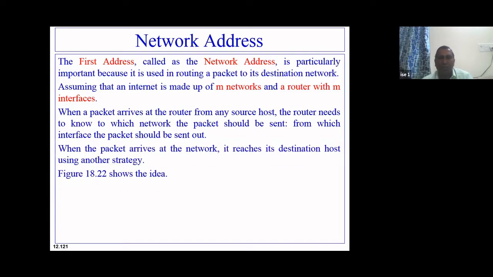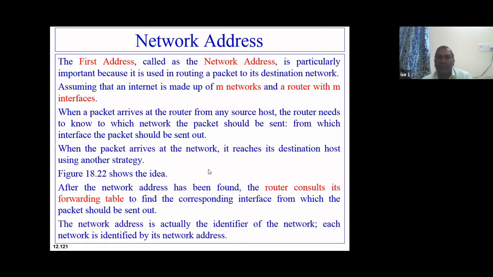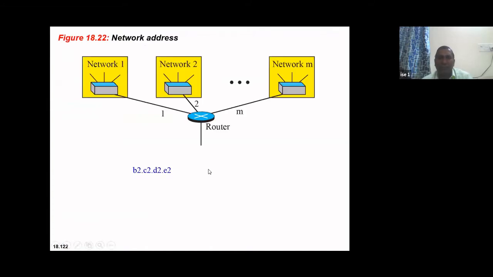This is how it will be done, as shown here. We have that table, called the forwarding table. Whenever a packet arrives, the router will consult its forwarding table and decide which interface of the router this packet should be forwarded to, so that it reaches its destination. Let us see the diagram and try to understand this.